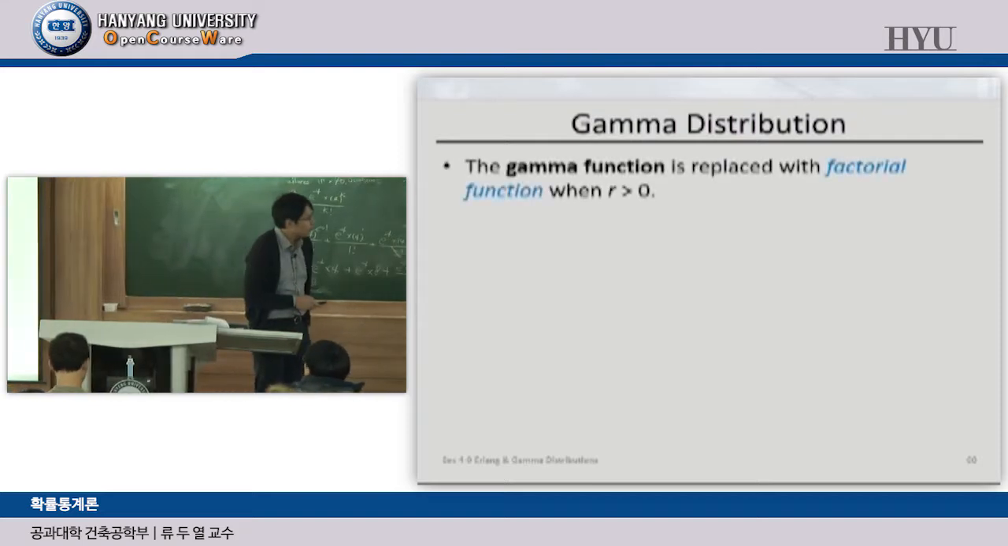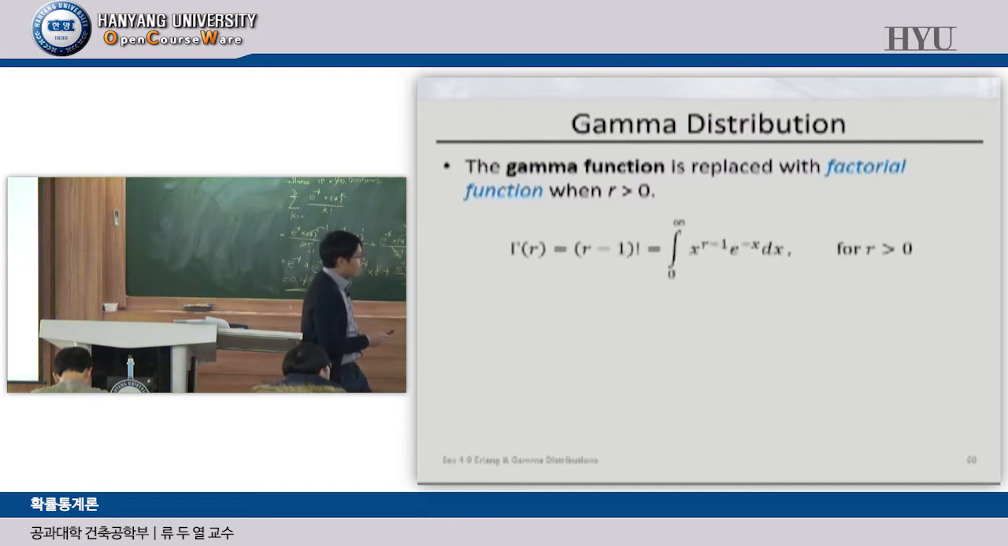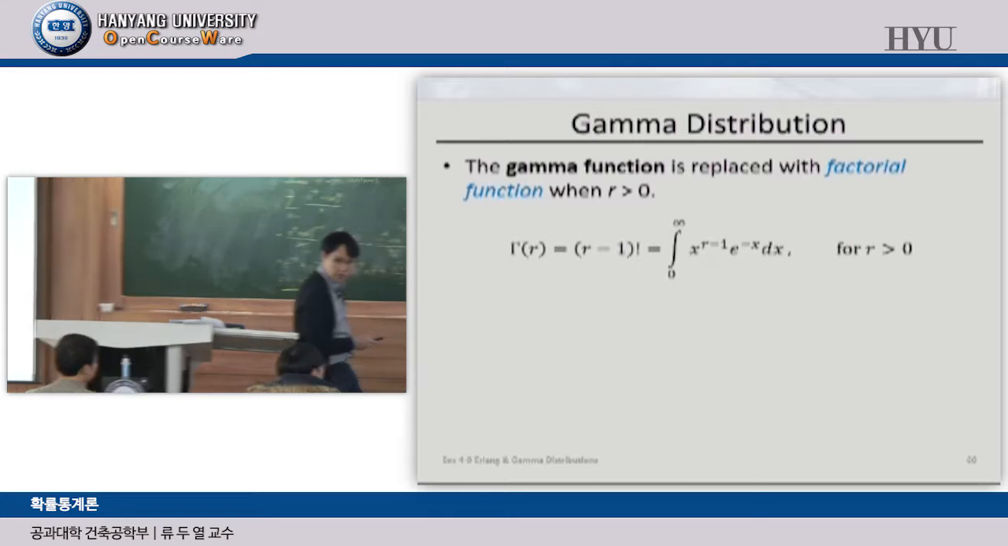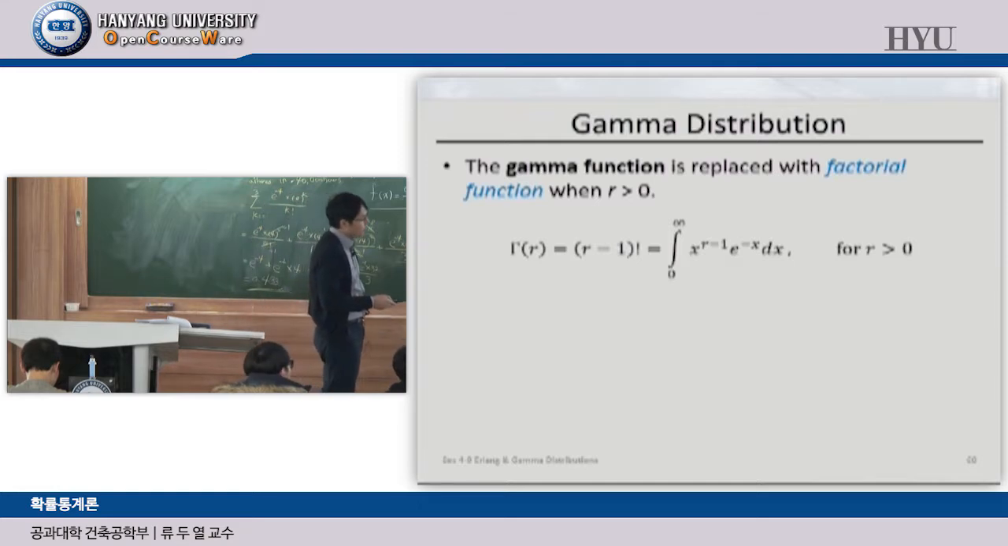The gamma function is replaced with the factorial function in the previous equation when r is larger than 0. So gamma(r), the gamma function, is equal to (r minus 1) factorial. This is the denominator in the previous equation, right? And this is the integration of x to the (r minus 1)th power times e to the minus x dx from 0 to infinity.